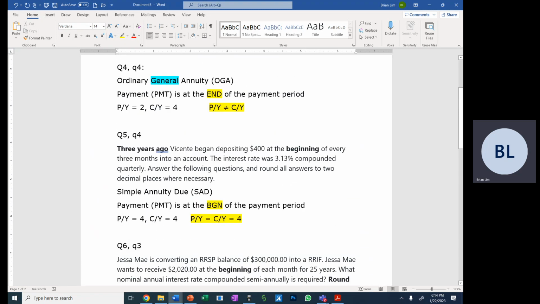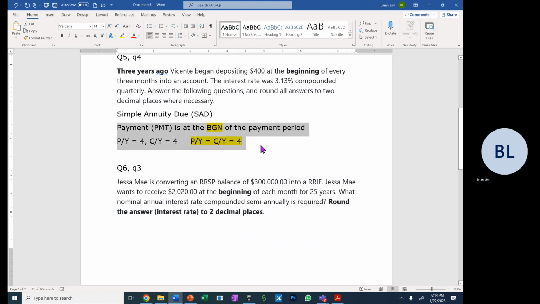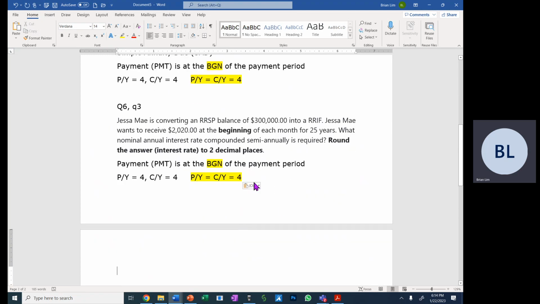So what is happening in this one? Well, we have payment where payment is at the beginning of the payment period. So let's copy this maybe to make things a little bit easier and more efficient. And so it's the beginning, but the beginning of each month. So because of that, PY will now be 12, correct? Yes. And the compounding is semi-annually. So this number here will be 2.